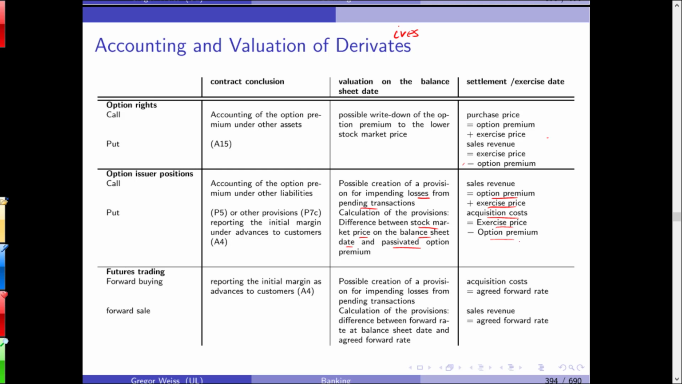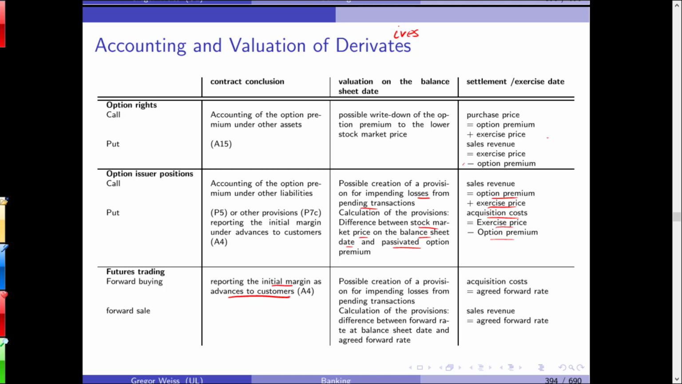Everyone's clear on what a future contract is? Okay. It's actually the same for a forward. If you buy a forward, you have to report the initial margin as advances to customers, and you put it on your asset side under A4.